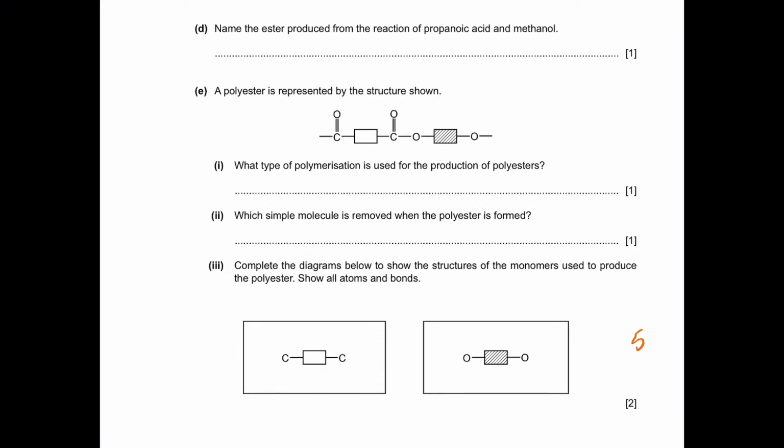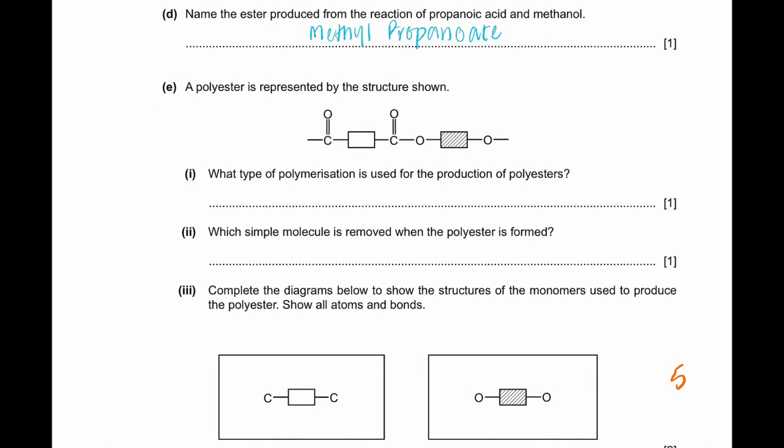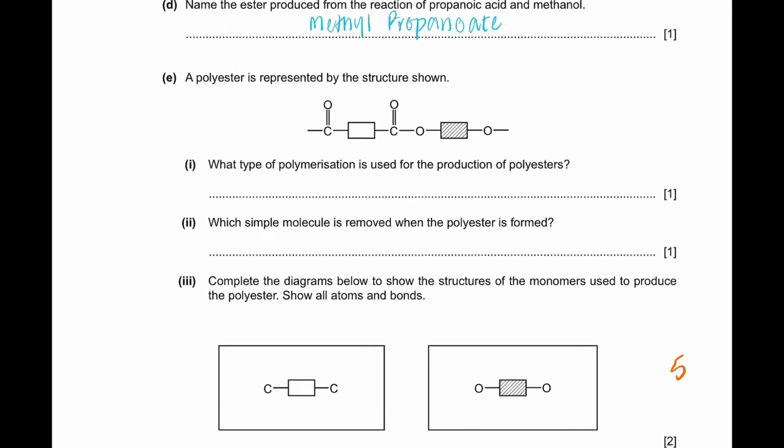Okay, people are done with the quiz. Let's get a good color. Polyester is represented by the structure shown. What type of polymerization is used for the production of polyester? This is condensation.